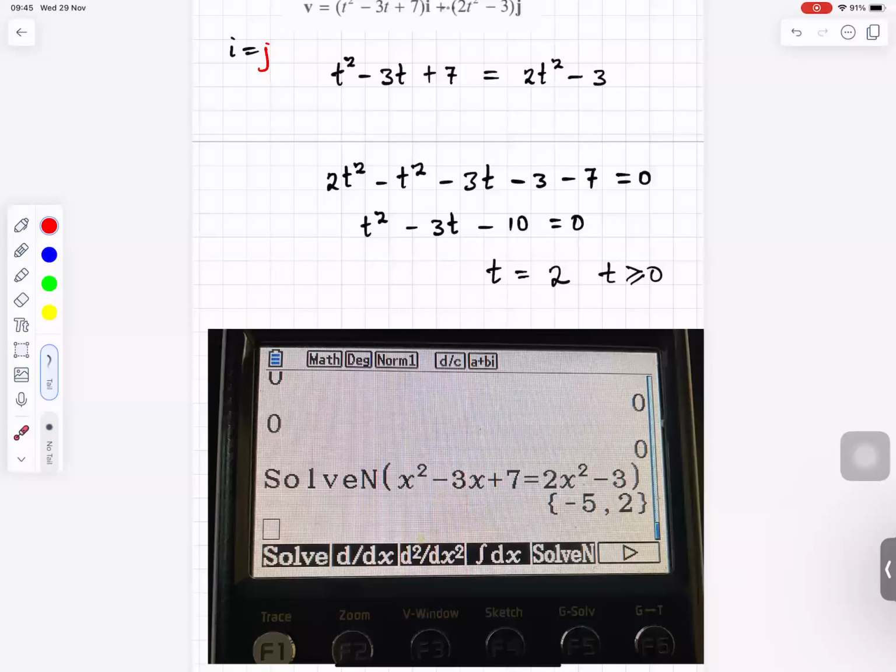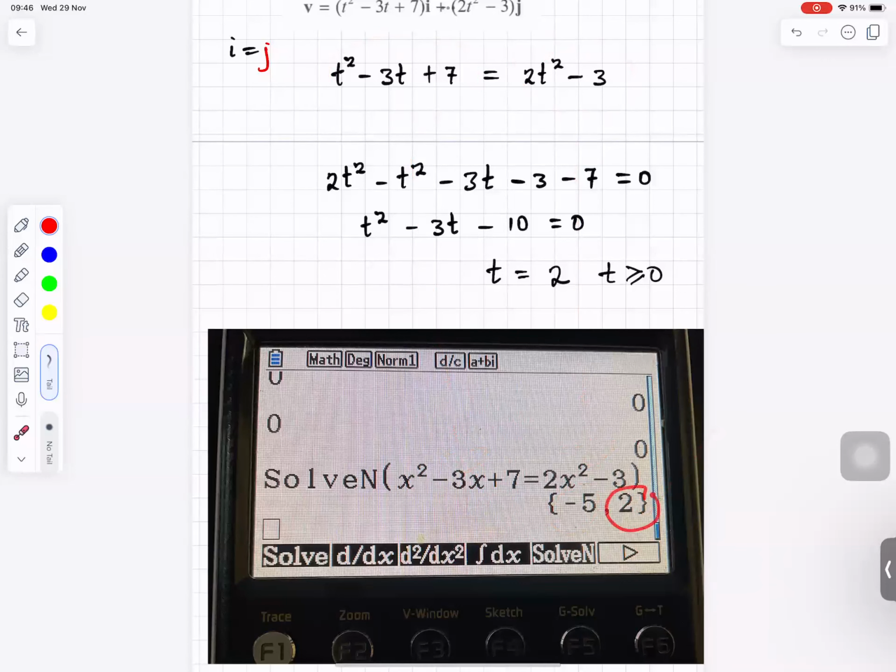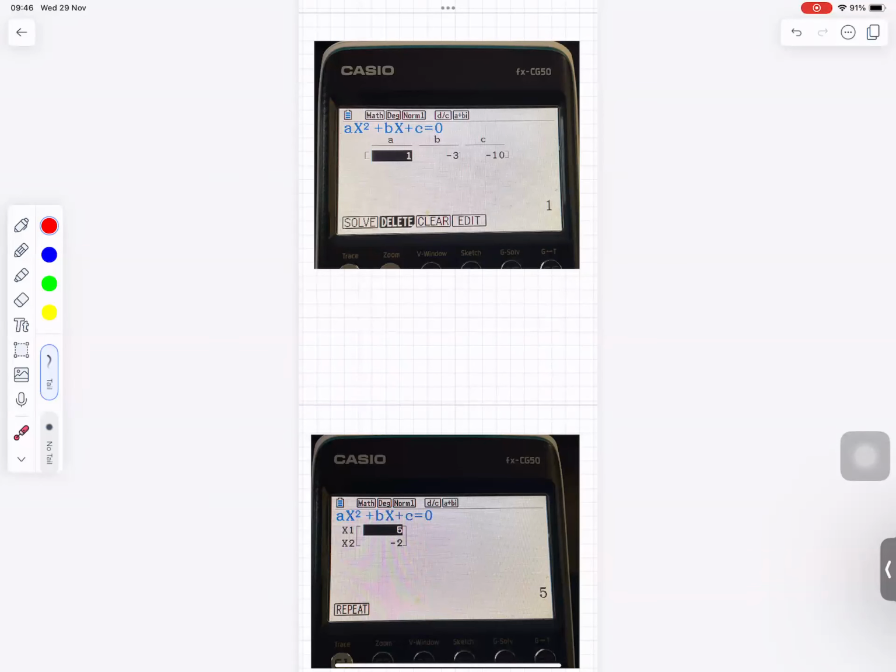And I use the graphics calculator. I put that equation, the left-hand side there, and I put the right-hand side here. And it gives me the answer of minus 5 and 2. But we only want the positive one, 2, because it's bigger than 0. And I use the function solve n. So I know what the answer is before I do the algebra. And you can put it in your calculator as a quadratic, the ax squared plus bx plus c. That's a, that's b, that's c, and it gives you the two answers there.